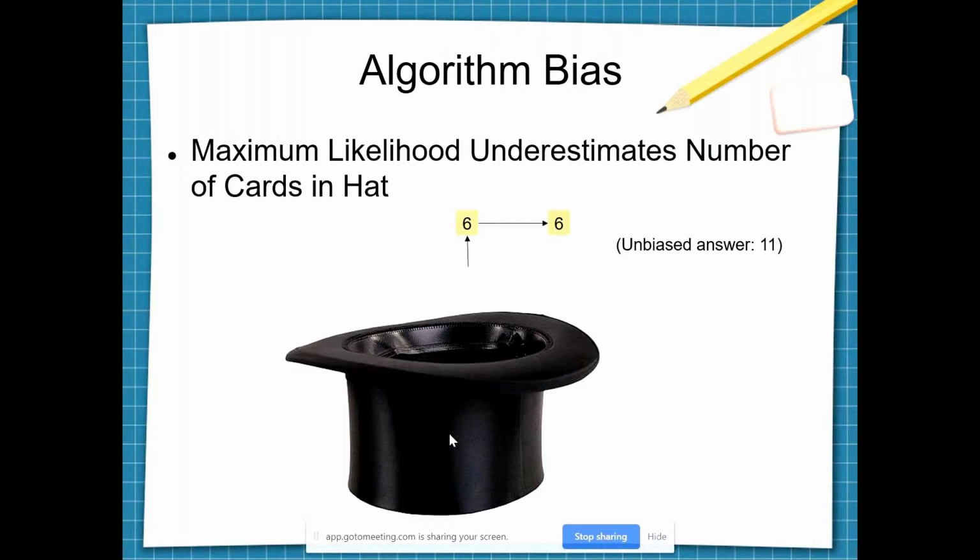cards in the hat. In this case, if you pick out a card that's numbered, for example, 6, then the maximum likelihood estimate for the number of cards in the hat is 6. But in fact, the unbiased answer is 11. And if you understand how your algorithm biases your answers, it is possible to use a biased algorithm and correct it afterwards with post-processing.